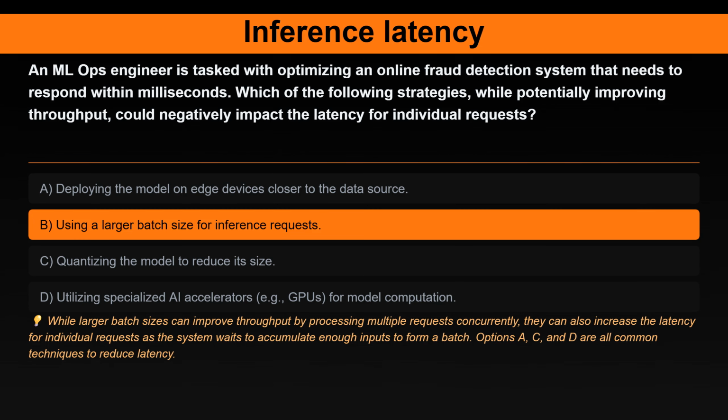The correct answer is using a larger batch size for inference requests. Here's the explanation. While larger batch sizes can improve throughput by processing multiple requests concurrently, they can also increase the latency for individual requests as the system waits to accumulate enough inputs to form a batch. Options A, C, and D are all common techniques to reduce latency.